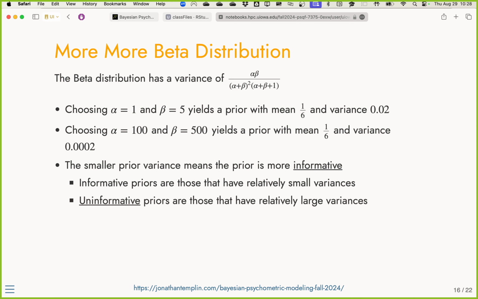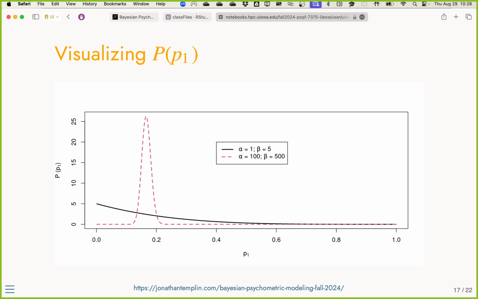Sometimes we use the word diffuse to describe an uninformative prior, and I'll describe why that is in just a second. In fact, it's right here. So here's a plot of these two prior distributions. The black line is our uninformative prior. Turns out the mean is actually still right here, 1/6. But you can see how spread out it is, right?